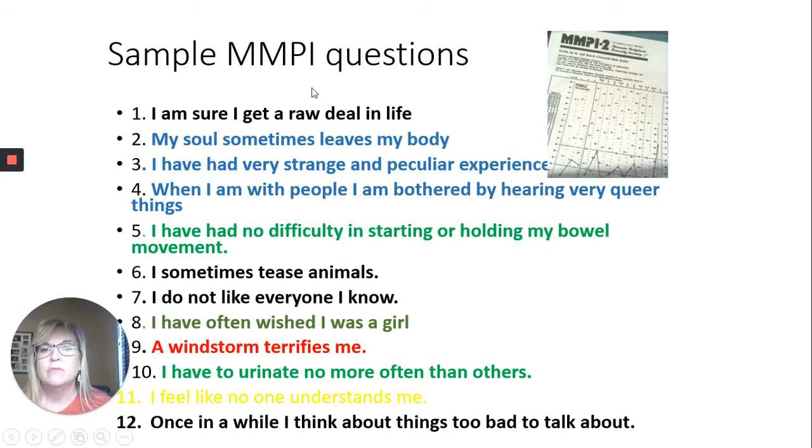So these are some examples of the sample questions that might be on the MMPI, and I'll just show you. We'll just focus on these black ones and maybe the blue ones too. The black ones here: I sometimes tease animals. I don't like everybody I know. Once in a while, I think about things too bad to talk about. This is assessing for antisocial personality disorder. So somebody that has antisocial personality disorder would most likely mark these questions as true, unless they're trying to be deceptive, which they could be.